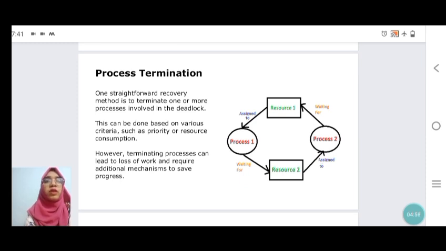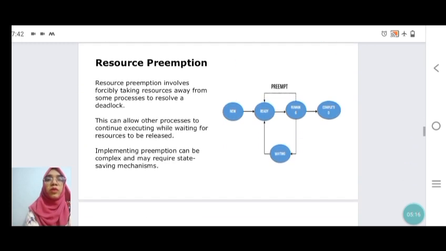Process termination. One straightforward recovery method is to terminate one or more processes involved in the deadlock. This can be done based on various criteria such as priority or resource consumption. However, terminating processes can also lead to loss of work and require additional mechanisms to save the progress.